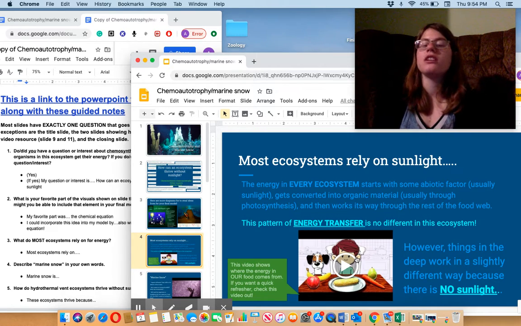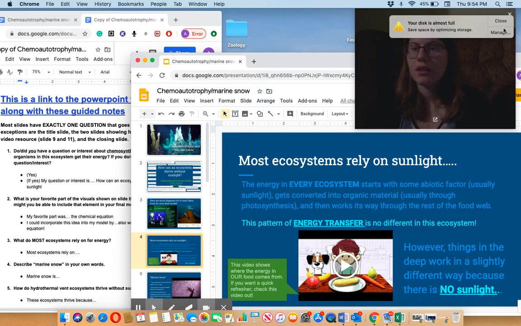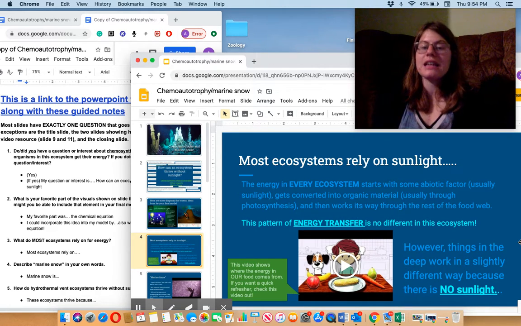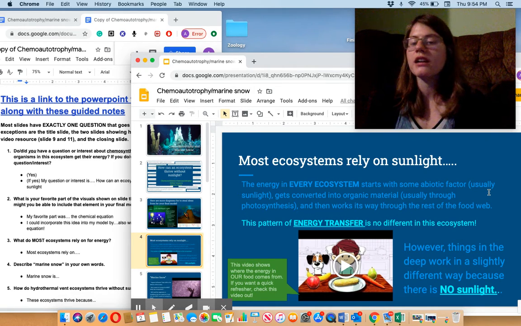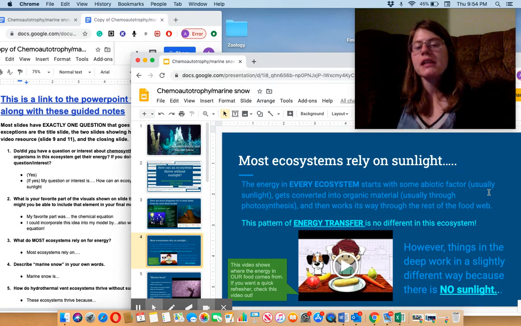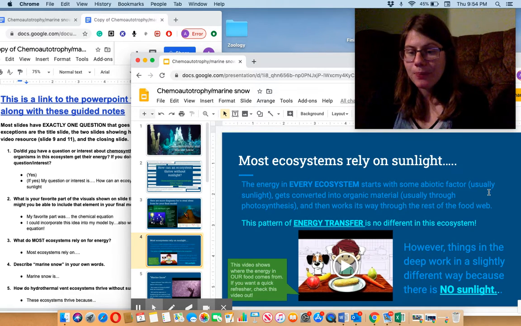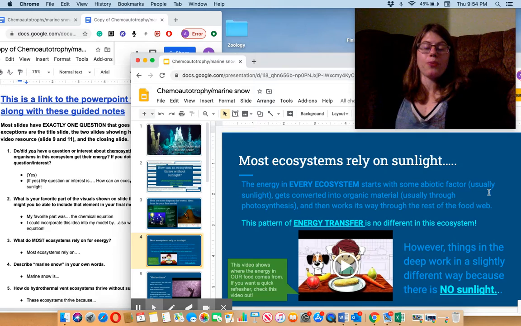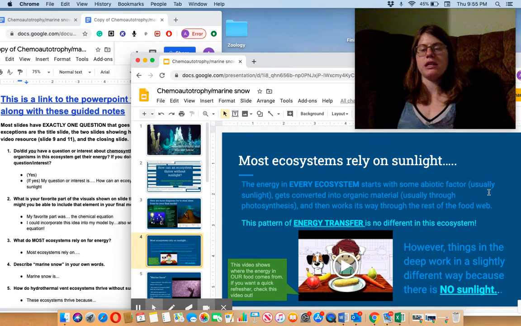So in every ecosystem, the energy starts somewhere, some abiotic factor. And usually it's sunlight. And in these ecosystems, sunlight, or whatever the abiotic factor is, is converted by producers into a form of energy that other organisms can eat. And then this energy works its way through the rest of the food web because everything's eating everybody and food webs are branchy. So, yeah, energy is transferred, not created or destroyed, and that's a truth for all ecosystems, including this one.